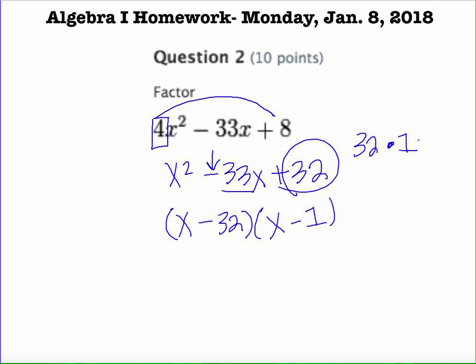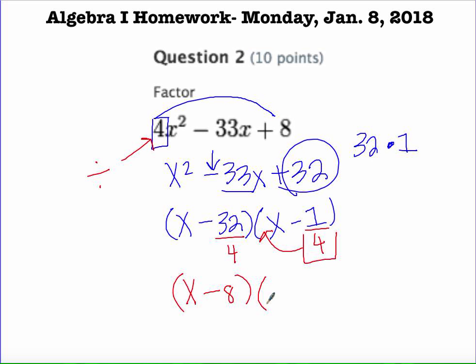I'm not done, because this is the special trick method where I have to always remember to go back and divide by the leading coefficient. Got to divide both of these by 4. So 32 divided by 4 gives us x minus 8 here. Then 1/4 doesn't reduce, so the 4 goes up front, and we've got 4x minus 1. The other way you could have done it is guess and check, by focusing on the factors of 4 and the factors of 8 and seeing which combination multiplied out to give you the 33.